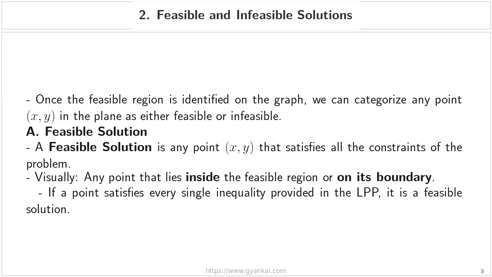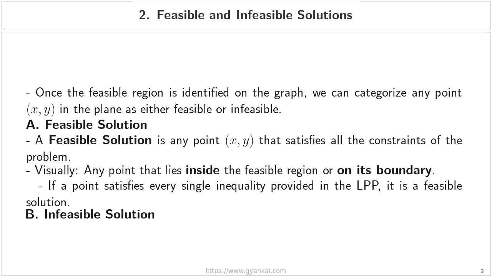Any point that lies inside the shaded feasible region, or even any point sitting exactly on its boundary lines, is a feasible solution. Essentially, if the point passes the test for every single inequality provided in your linear programming problem, it belongs in this category.